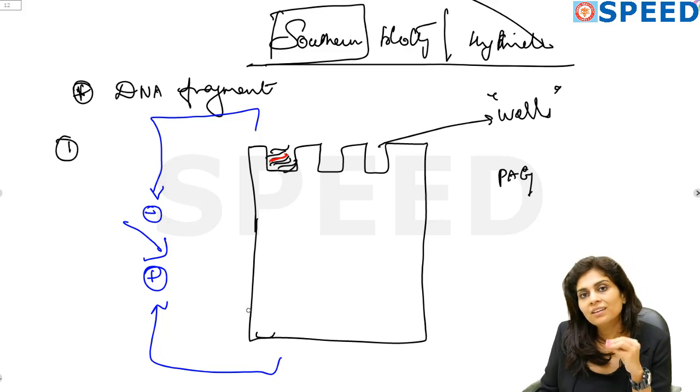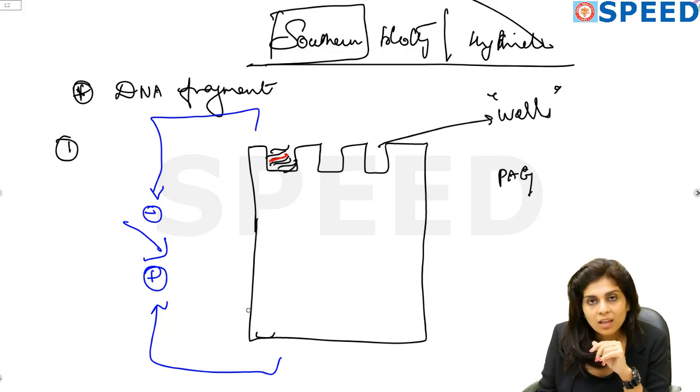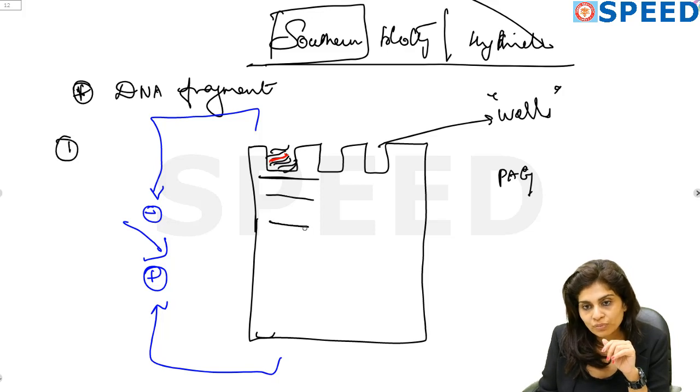The migration rate will be affected by the length of the fragment. Longer fragments cannot move faster, so they stay close to the point of application. Shorter fragments move faster.